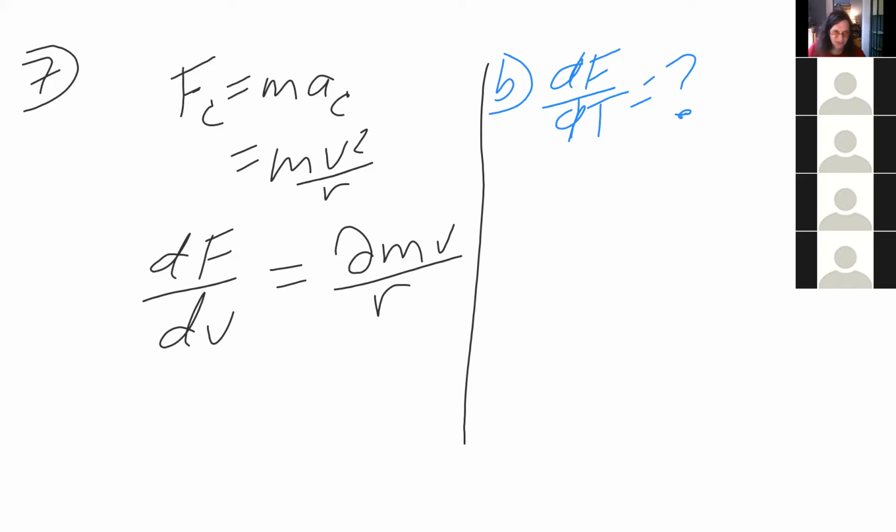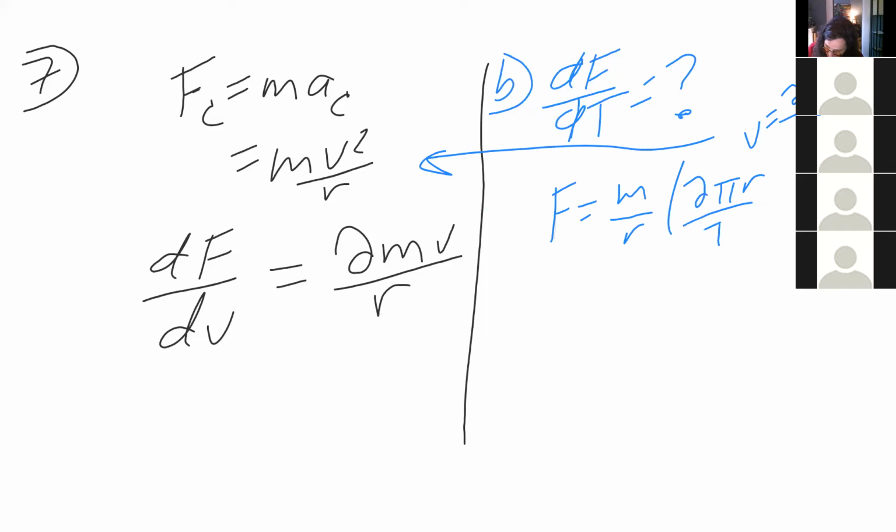You recall a few pages ago that I had this relationship that v is equal to 2 pi r on T. In other words, the speed is equal to the distance around a circle divided by the time around a circle. And we can go ahead and just substitute that into our equation right here. So the new equation will be that the force is equal to m on r times 2 pi r on the period, squared. And now this is something that we could differentiate.